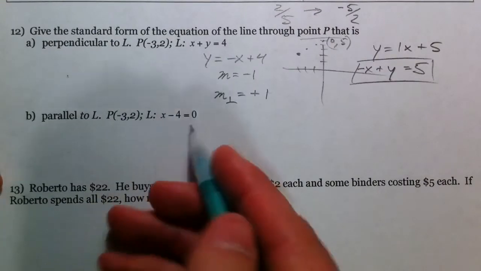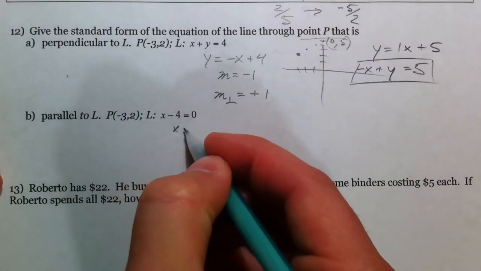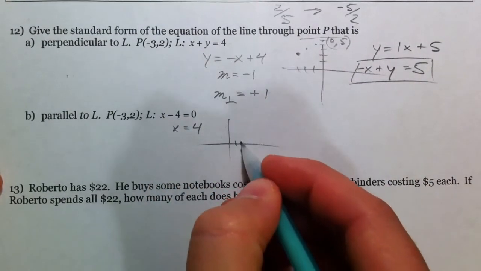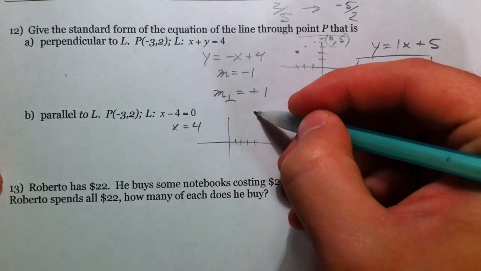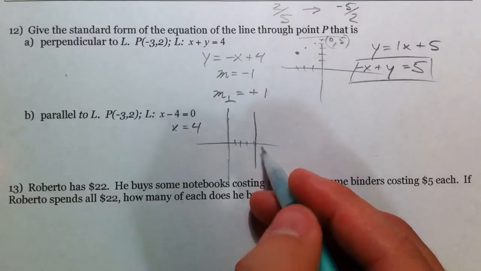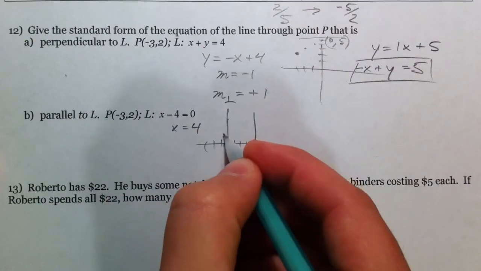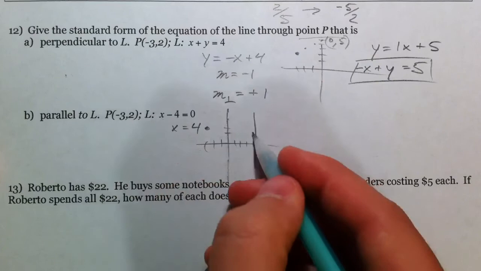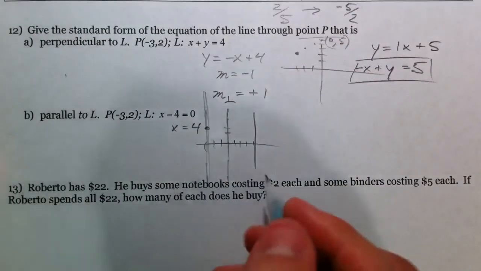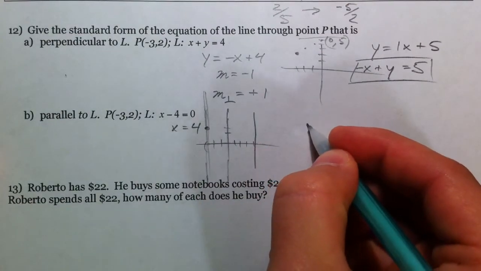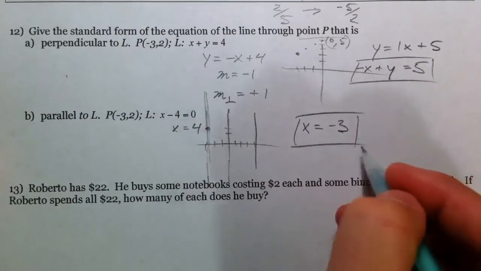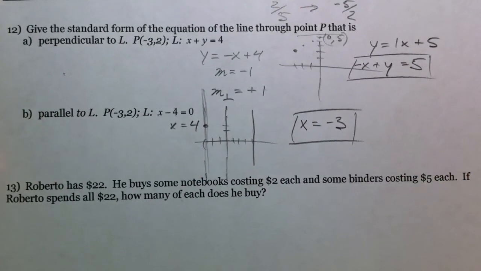Parallel to L, if x minus 4 equals 0, you can add the 4 over. And so x equals 4 looks like this. So parallel to that goes through -3, 2, I want a line parallel to that, so it's got to look like this. So this one takes a little less effort because it's got to look like x equals -3. It also has to be vertical, so on and so forth.